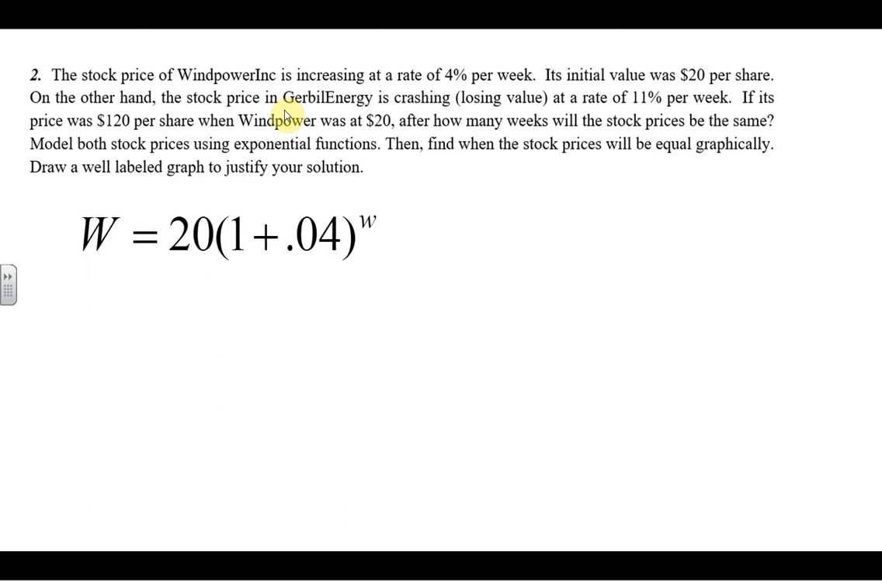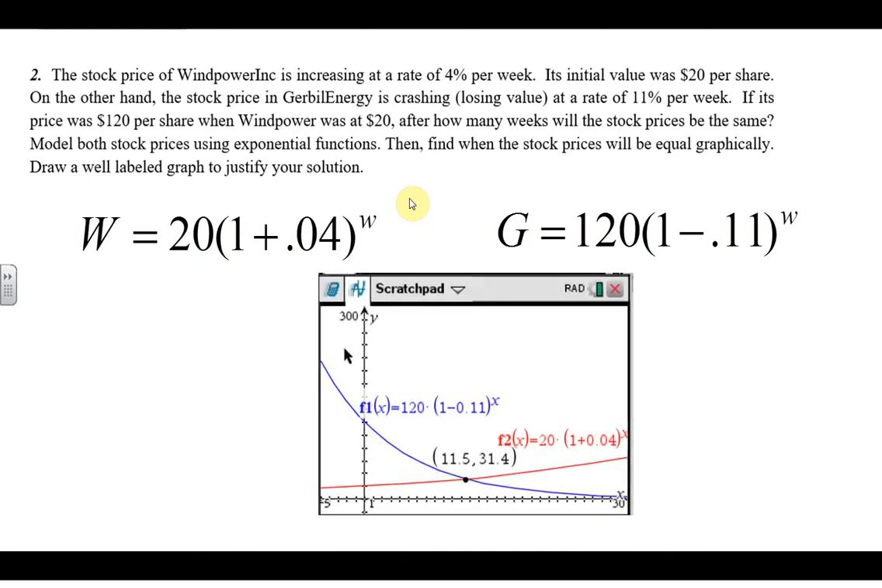Let's do the equations first. We have Wind Power Inc. starting at 20. It's increasing, so I'm using the plus 0.04, and it's weekly, so we have to be careful there. On the other hand, Gerbil Energy is losing 11% per week. Because they were both weekly, we can model it like this. If one was weekly and one were monthly, we would have to deal with that other compounding formula. But because they were the same, we were able to use this straightforward formula, graph them, and find where they intersect. That means after 11.5 weeks, we would have an equal amount of money in both of these companies, because that's what they were asking.